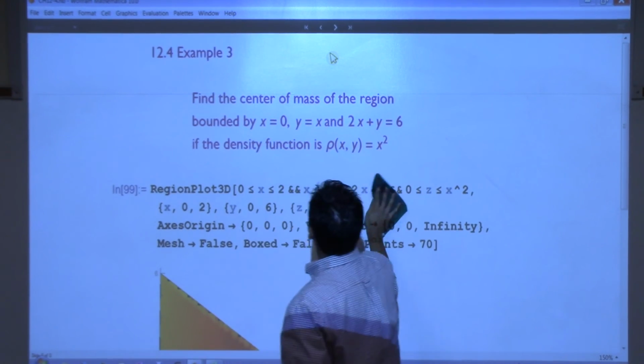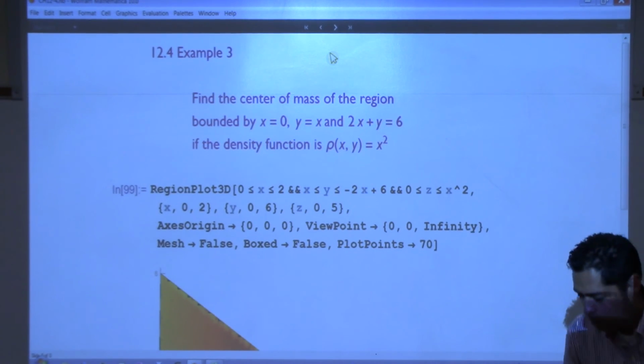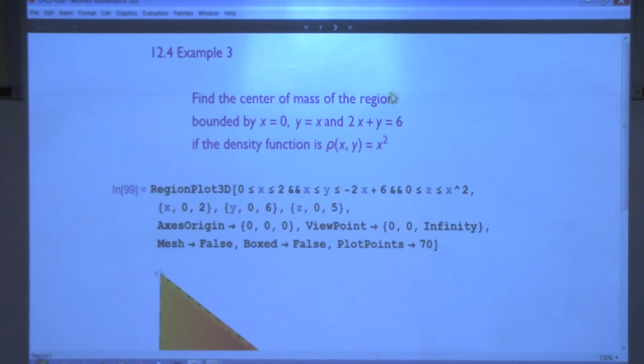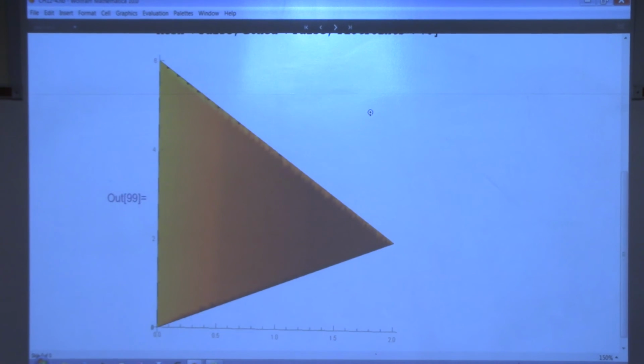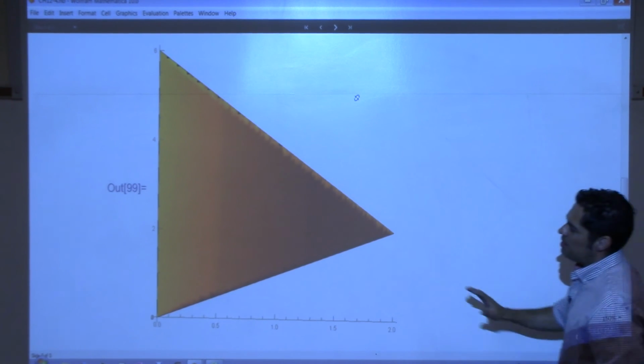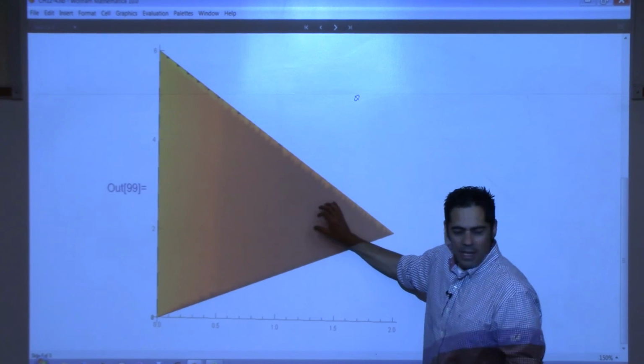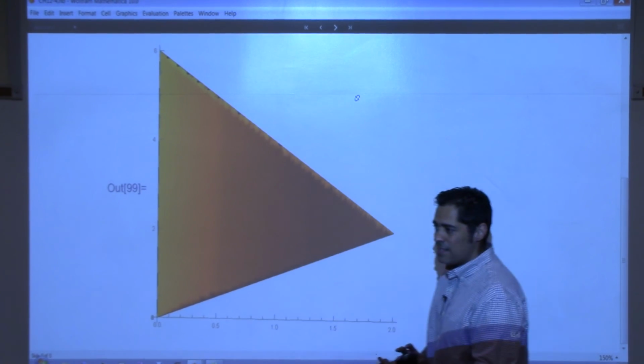Here's an example where you're asked to find the center of mass of a region bounded by some things, and then I give you the density function here. What I wanted to do with this was to just show you, this is the lamina. It has a variable density. Can you see that the darker shades represent where it's more dense, and the lighter shades where it's less dense?